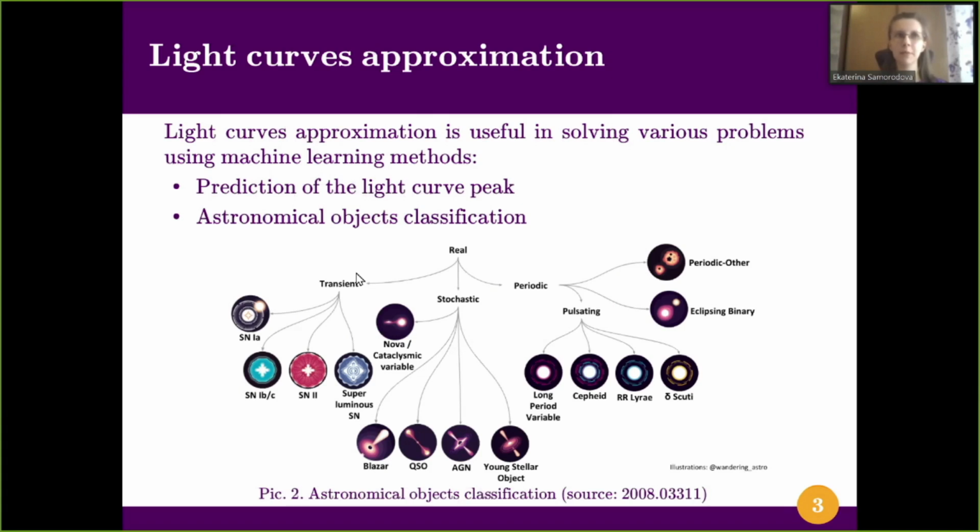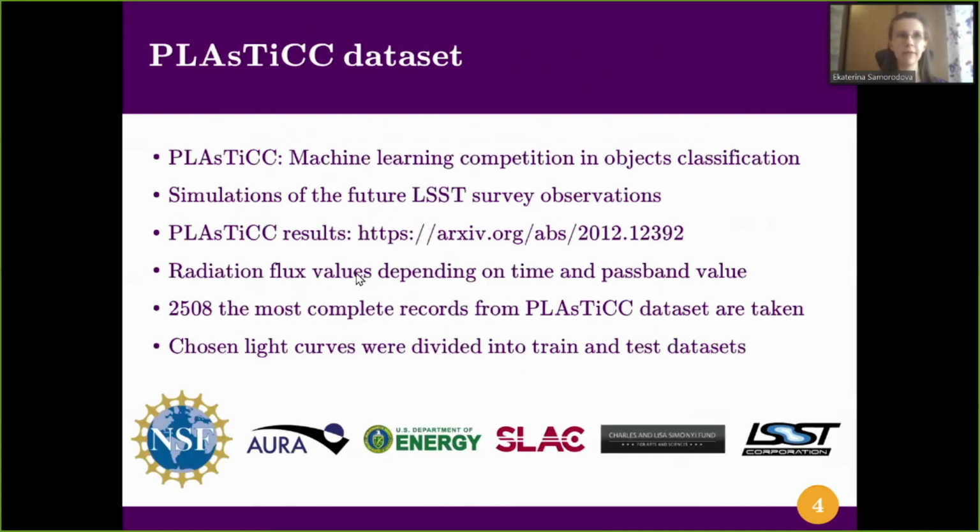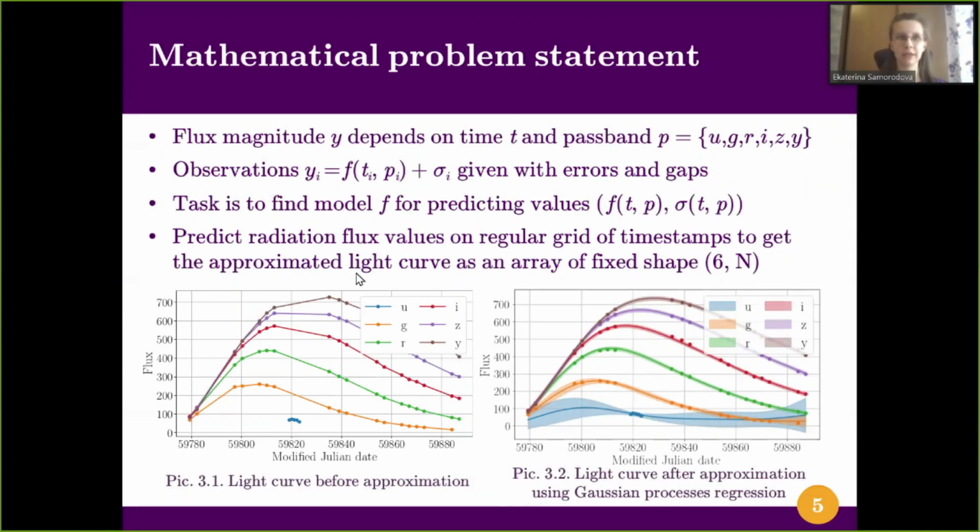In this case, the approximation curves are used for supernova type Ia identification and radiation peak time estimation for measuring the quality of the considered methods. The dataset used in this work is PLAsTiCC, containing synthetic simulations of the future Legacy Survey of Space and Time for transient astronomical objects. For this work, a minor part of the simulations is taken for a faster assessment of models' quality. And now let's look at the tasks set.